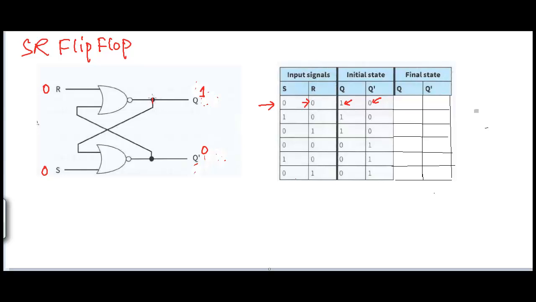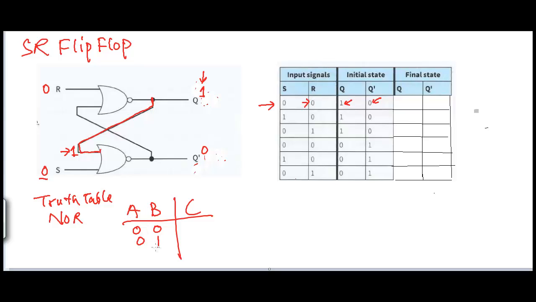See, this output from here is being fed back, right? So at the beginning we have a 1 here, right? So this 1 is being fed back here, and S is equal to 0, whereas this input is equal to 1. When we give a 0 and 1 to a NOR gate, let me quickly draw the truth table for a NOR gate. The truth table for a NOR gate: A, B as inputs and C as output. 0, 0; 0, 1; 1, 0; 1, 1. So the output is 1, 0, 0, 0.